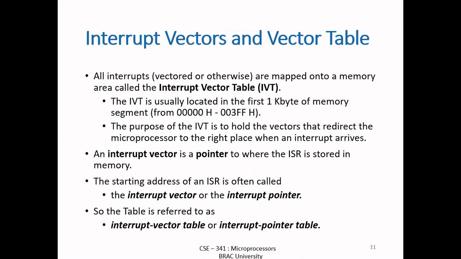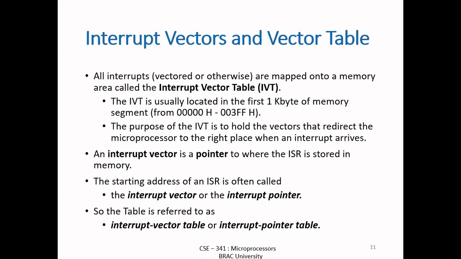Now, interrupt vectors and vector table. All interrupts that I have explained, hardware interrupts, software interrupts, etc., are mapped into a memory area called the interrupt vector table, especially software interrupts. The interrupt vector table is usually located in the first 1 kilobyte of memory segment, from 00000H to 003FFH. The purpose of the interrupt vector table is to hold the vectors that redirect the microprocessor to the right place when an interrupt arrives.